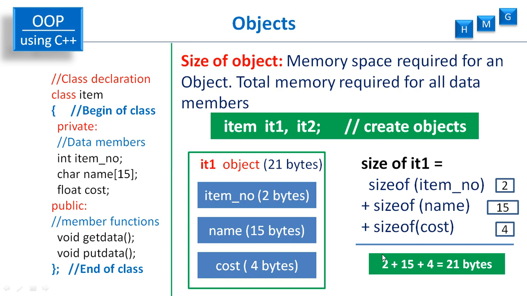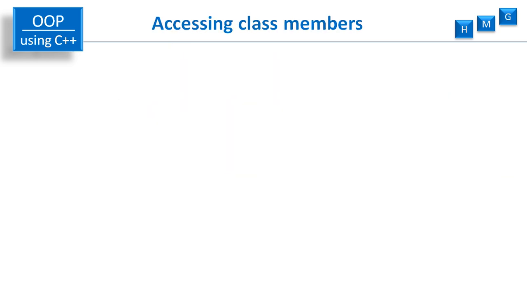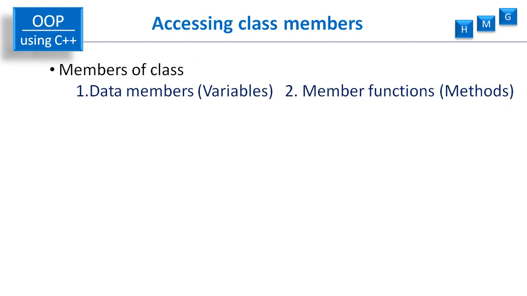Now let us see how to access the class members. Which are the class members? There are two members of the class. One is data members, which are nothing but the variables declared in the class. Second is member functions, which are also known as methods. These two are the members of the class. Now, using the object we have created, how do we access or use or call these data members or member functions?